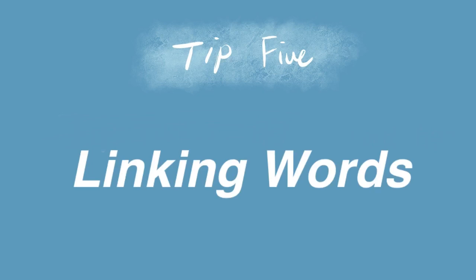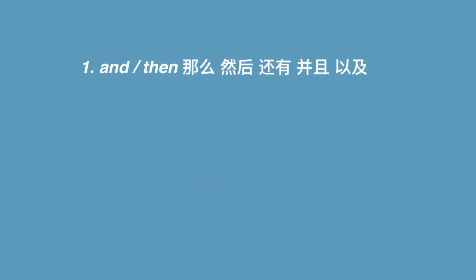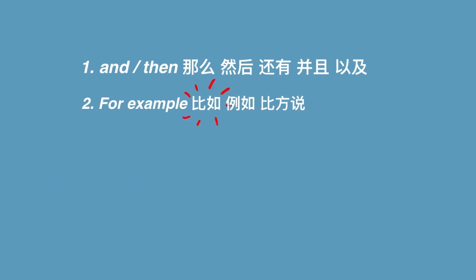The fifth tip is utilize all of the linking words you learn in Mandarin. I summarized 5 categories of linking words based on their functionality and based on what they want to express. The first category is to describe and or then. We have 那么, 然后, 还有, 并且, 以及. Second category is to describe such as or for example. We have 比如, 例如, bīfāngshuō.